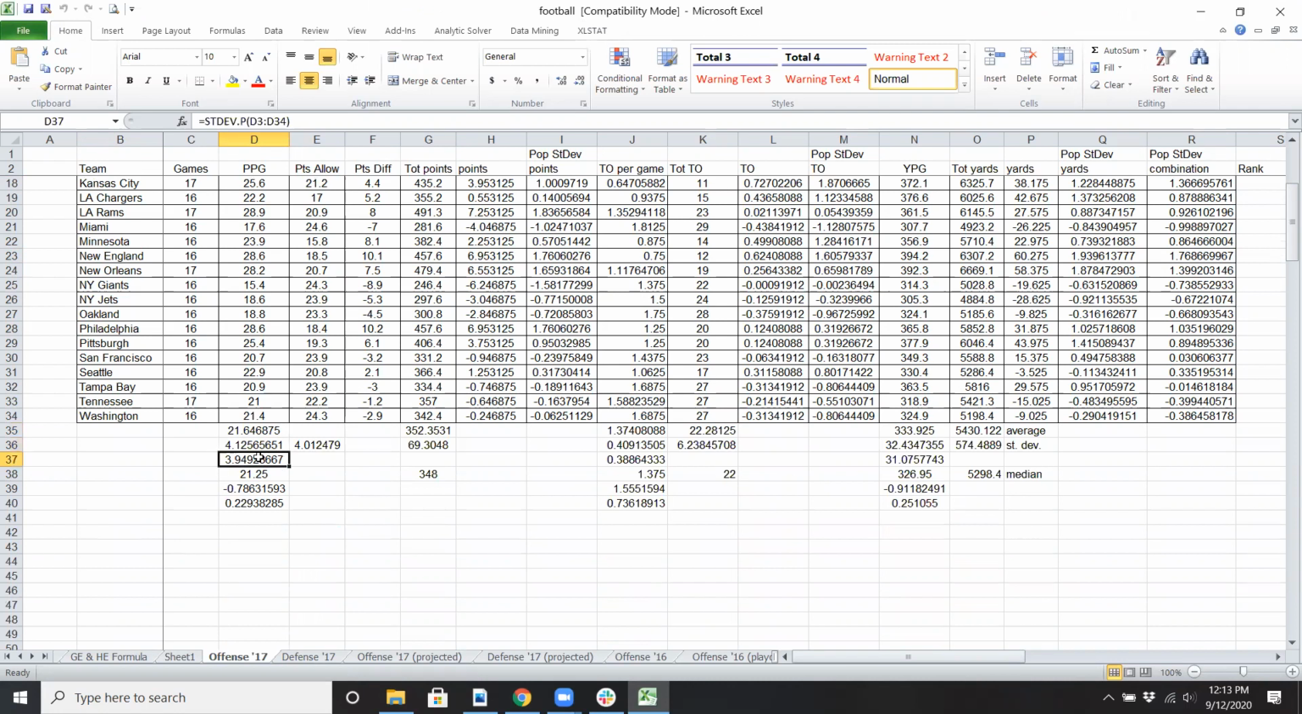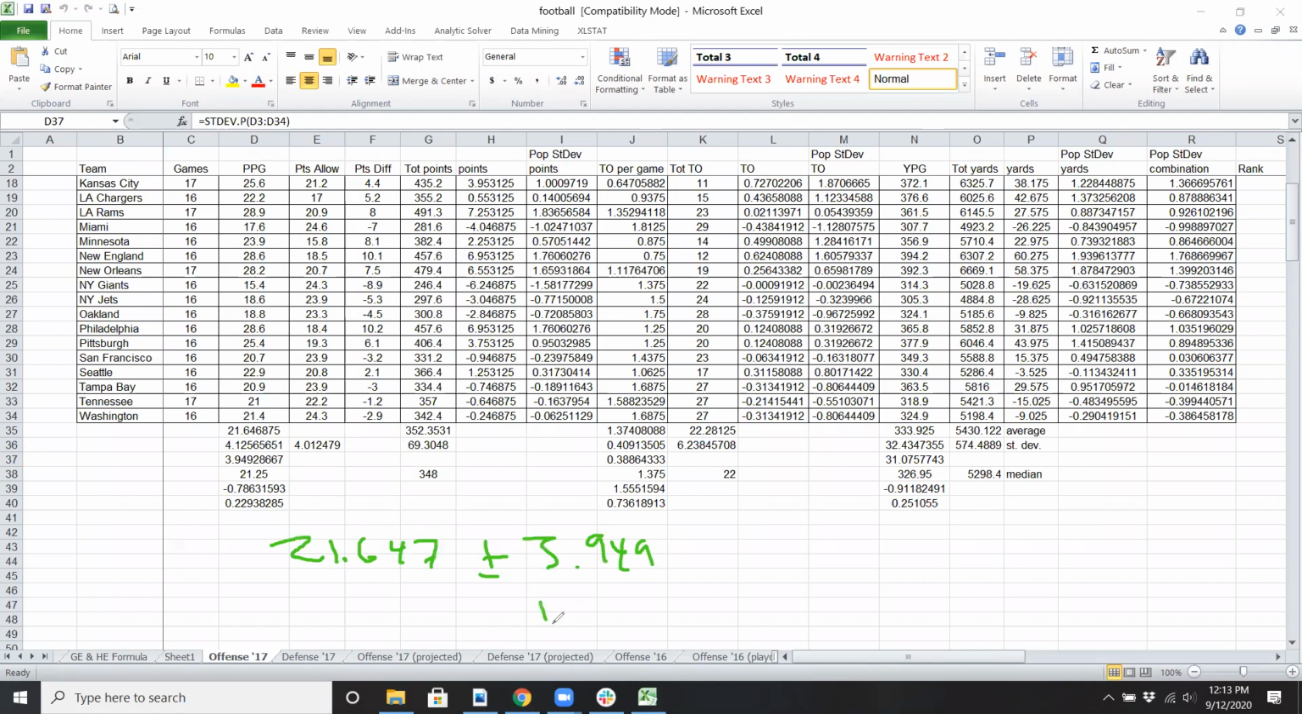The population standard deviation was 3.94. So if I were to do 21.647 plus or minus 3.949, I expect 68% of the teams to score within that range.